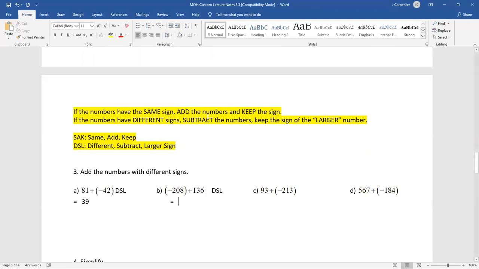Now again, when I say subtract, I mean it's not necessarily the first minus the second. It's not necessarily the second minus the first. Ignore the signs, take the larger minus the smaller. It's kind of like when we were doing percent change, in fact.